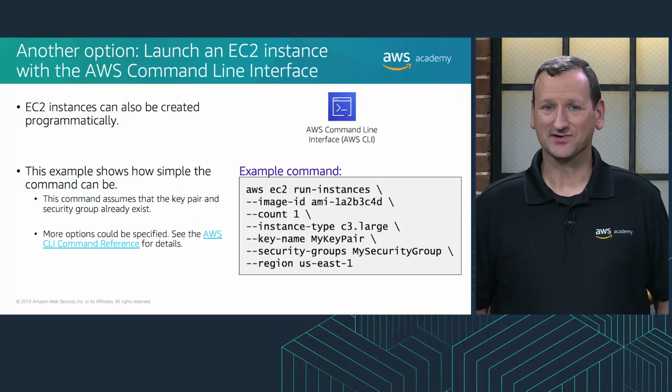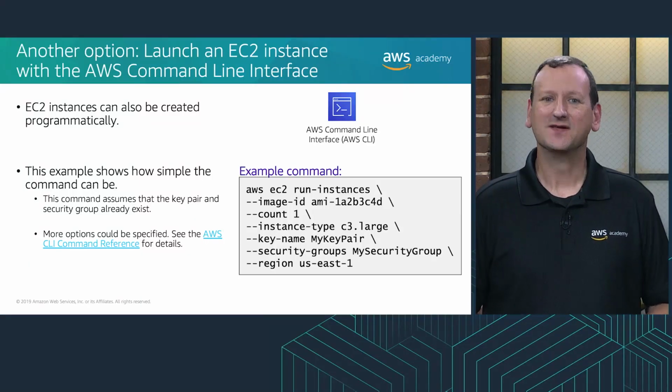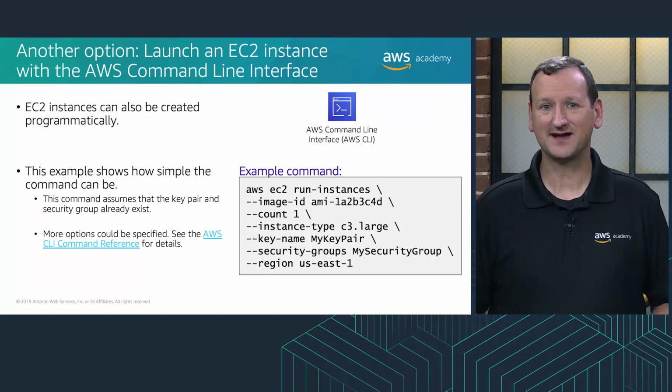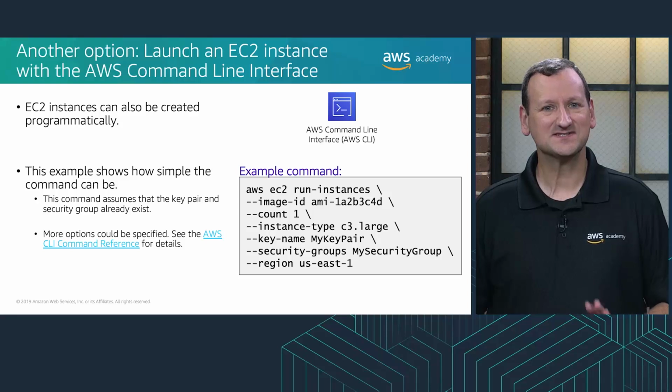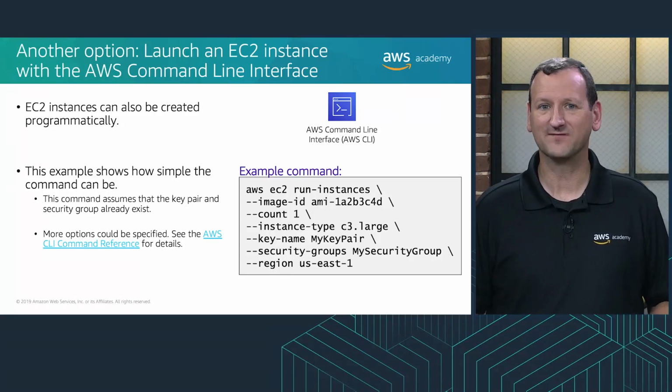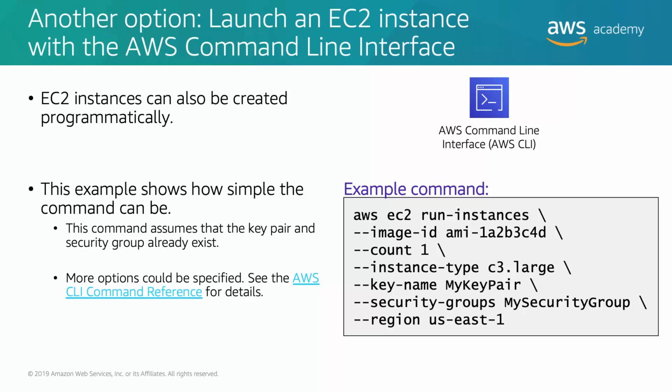The Launch Instance Wizard is not the only way to launch an instance. You can also launch EC2 instances programmatically, either by using the AWS command line interface or through one of the AWS SDKs. In this example AWS CLI command, you can see a single command that specifies the minimal information that is needed to launch an instance. Let's review the details of the command. AWS invokes the AWS command line utility. EC2 invokes the EC2 service.